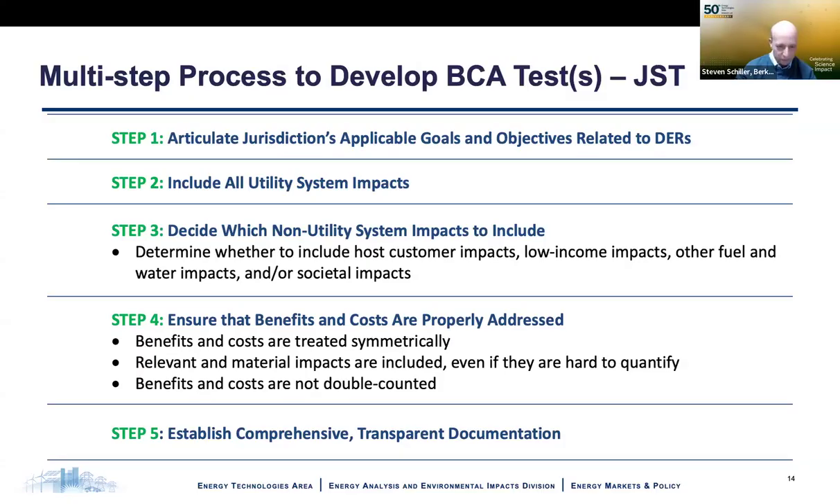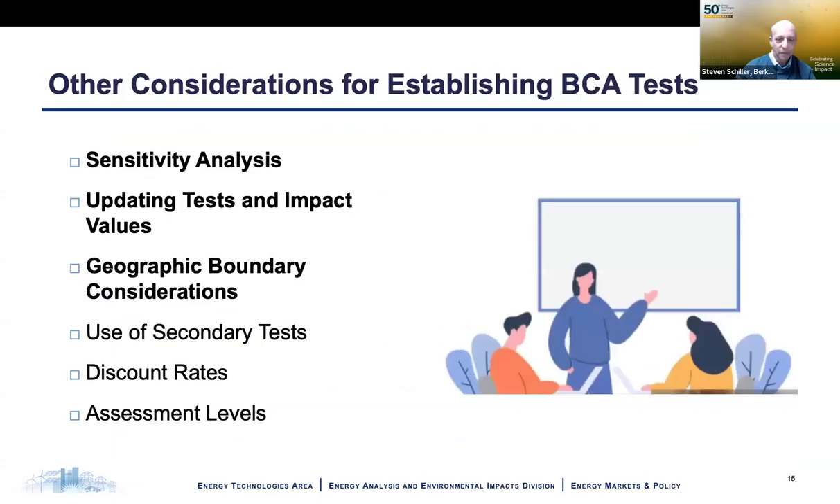The step 4 is making sure, in line with these NSPM principles, that your benefits and costs are treated symmetrically. If you include the benefit, you include the cost associated with it, vice versa. All your relevant material impacts are included, even if they're hard to quantify. If you don't include them, you're essentially assuming there's zero value. And so you want to find some way to include them if they're relevant and material. And of course, ensuring not double counted. And then step 5, transparently document this. So that's the process you're going to be putting together.